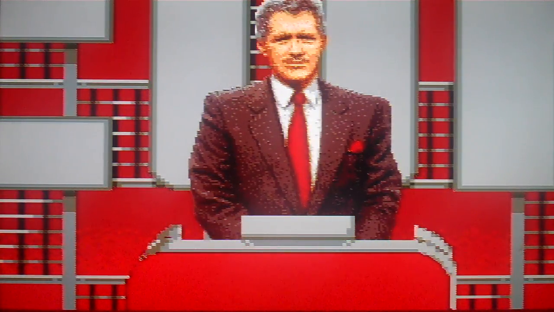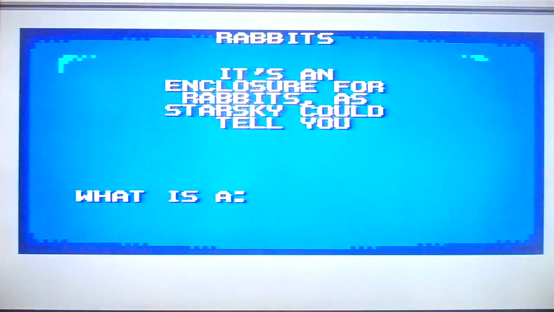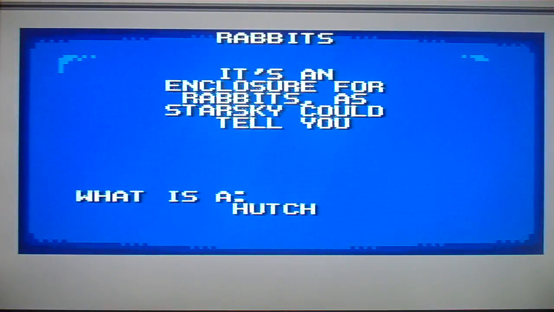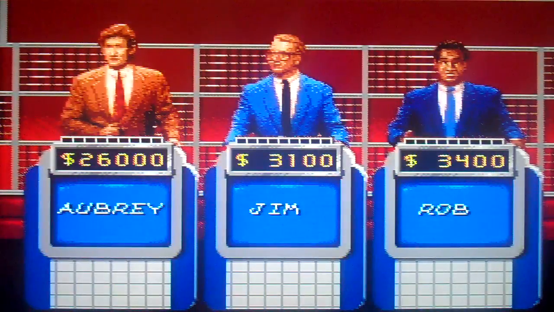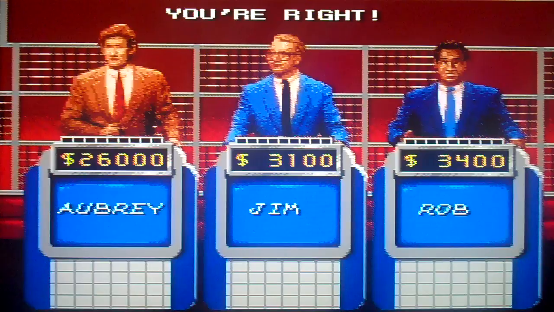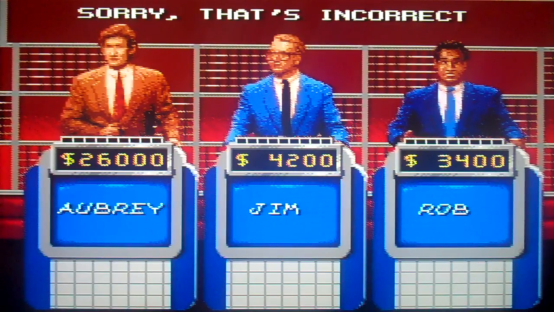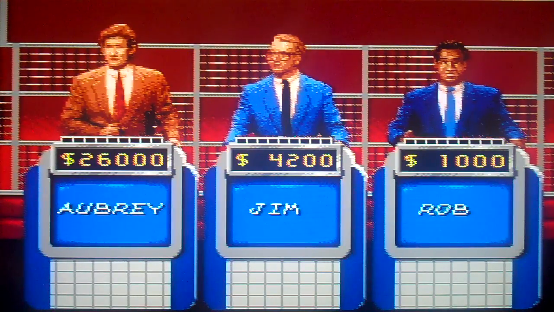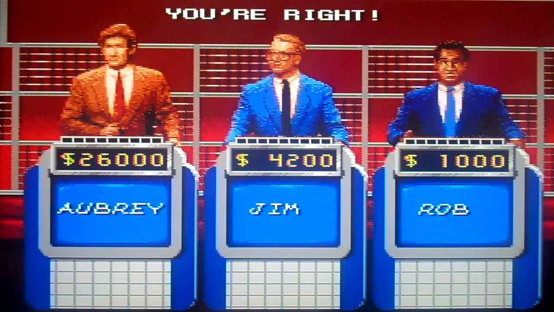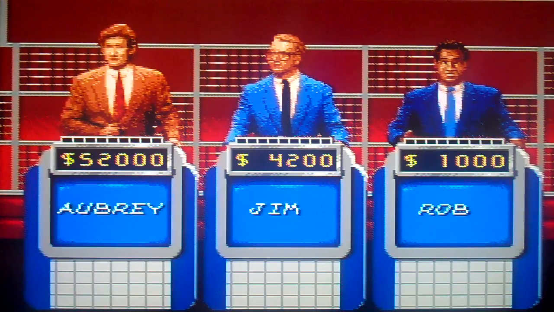The Final Jeopardy answer is: Is it a hutch? Yep. Let's go ahead and see how the other two players did. Did Jim come up with hutch? He did. Goes up to 4,200. Did Rob come up with a hutch? He did not. He drops down to 1,000. I said a hutch. So I win the game with $52,000, and I'll see you all for that next segment.